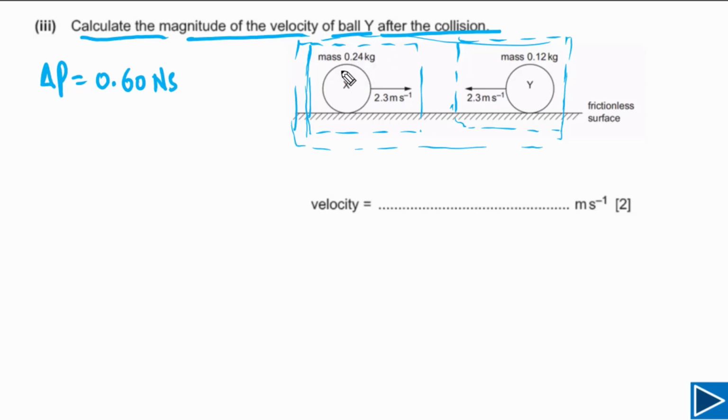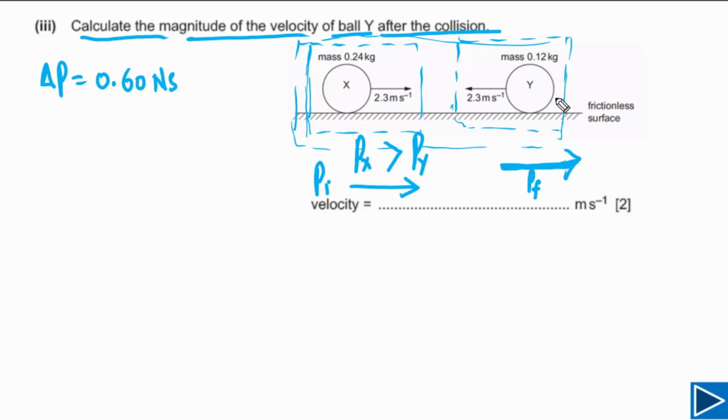If you look at the momentum of ball X, it is greater than the momentum of ball Y. So the net momentum is to the right before collision. It also means that the net momentum after collision also has to be to the right. This is a very important point that you need to understand. The initial momentum is to the right, so the final momentum of the system also has to be to the right.